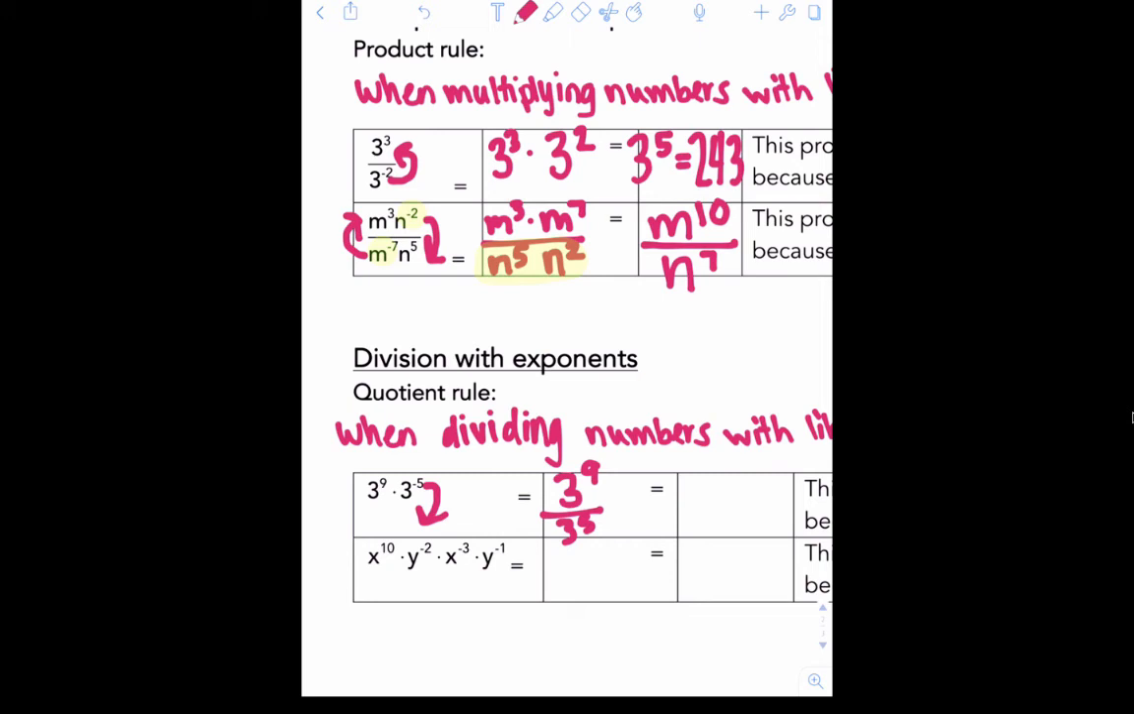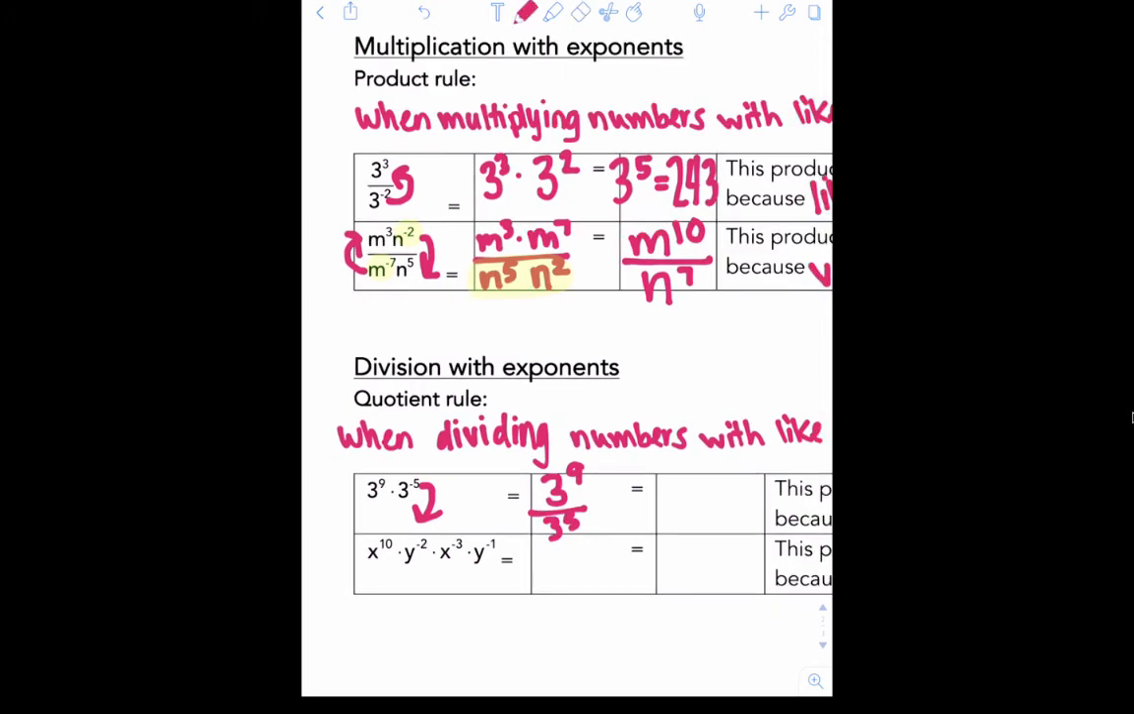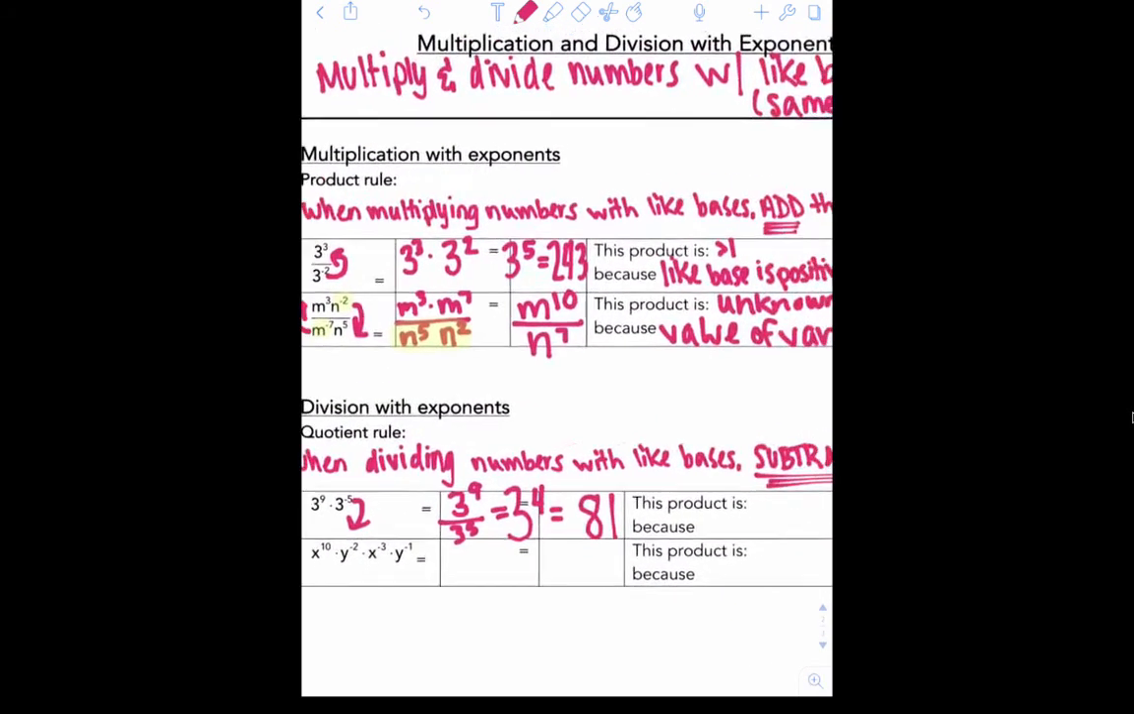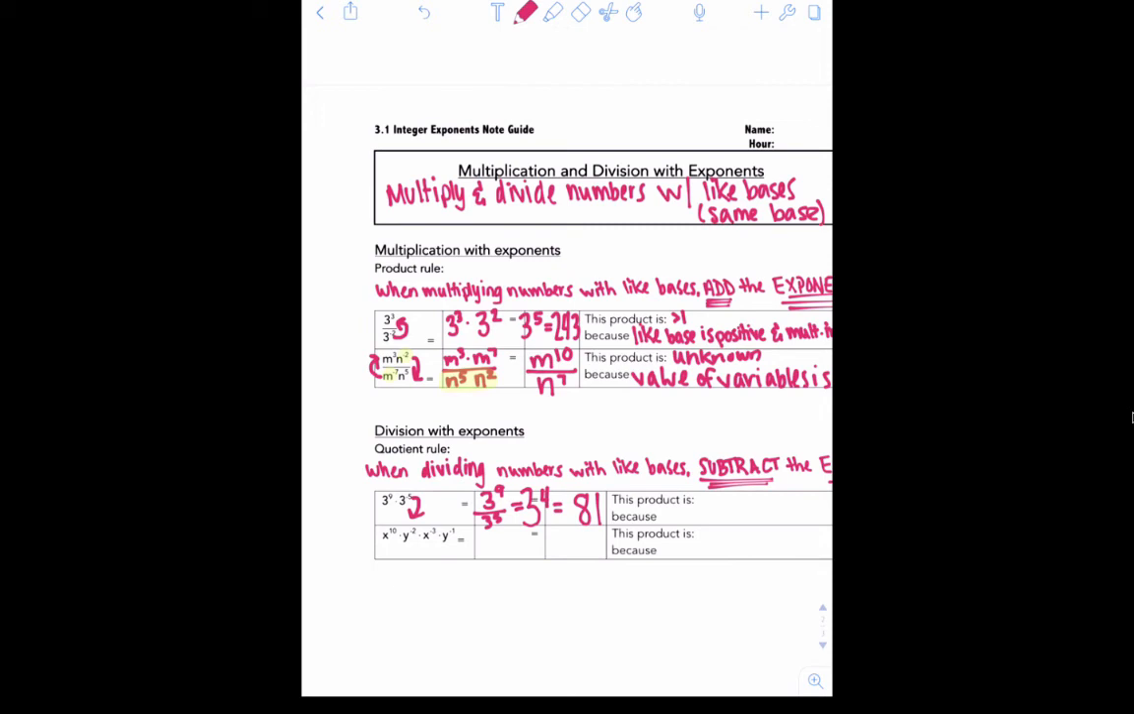So now I'm dividing with like bases. 3 is my like base, so I'm going to subtract the exponents. 9 minus 5 is 4, so my new exponent is 4, and my base is still 3. And I know that 3 to the 4th is 81, so I'll go ahead and calculate that out. We know that this product is greater than 1, because 81 is greater than 1. And this is because our base is positive and our exponent is positive.